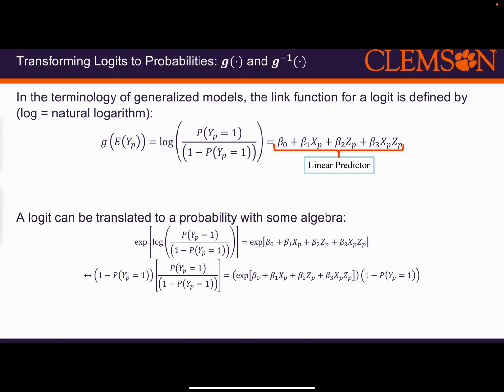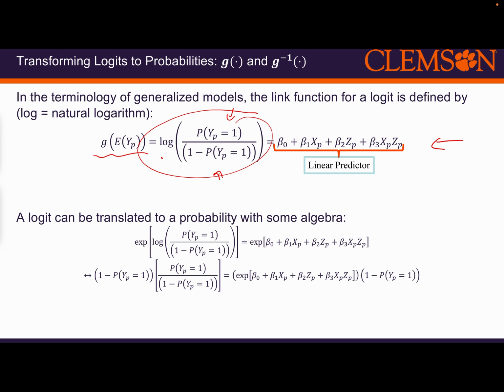Okay, so now we've defined our logit. Let's build that into a link function. In the terminology of generalized models, the link function for a logit is defined as this right here. This is the math part, the theory part, but really that's the log of the probability y equals 1 over 1 minus the probability y equals 1. And to this logit thing, we put our linear predictor. So we are predicting logits now.